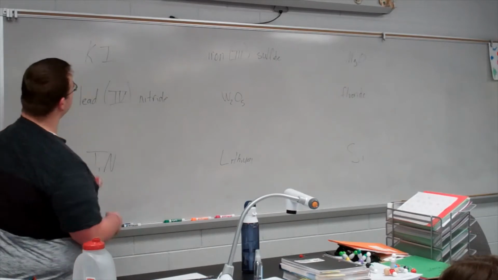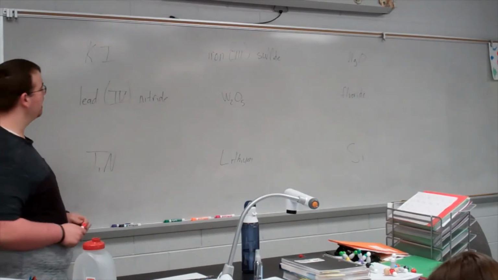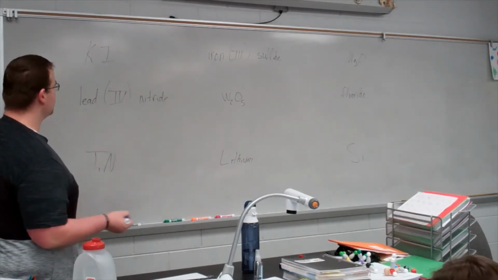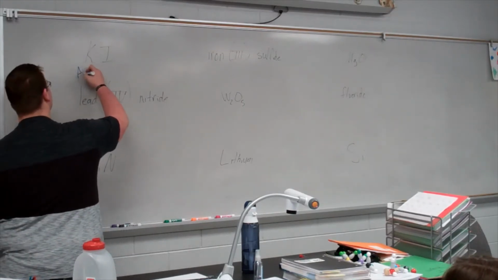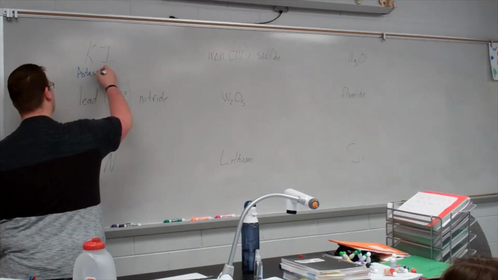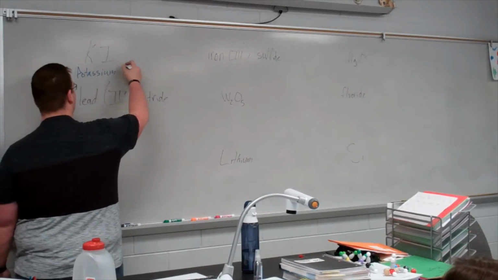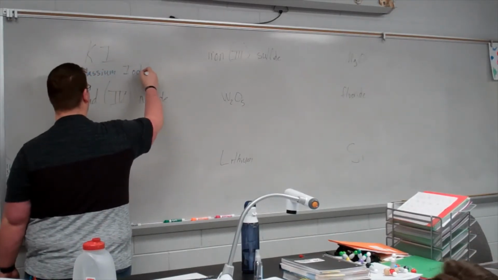Alright, so up here, first thing, I got potassium and iodide. In this case, ionic bond, so we literally name it off the monatomics. Potassium. Iodide.